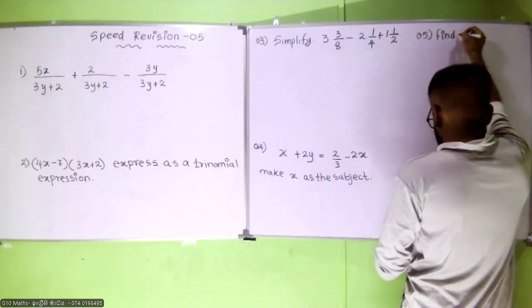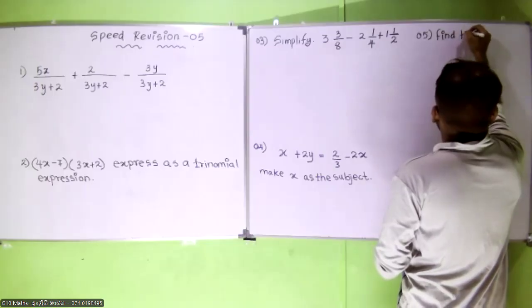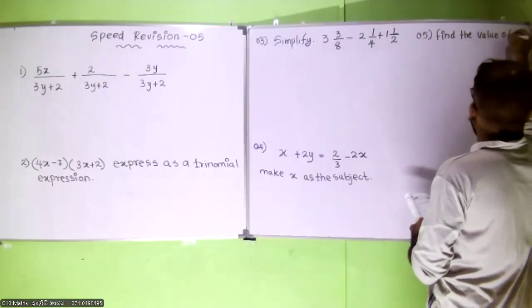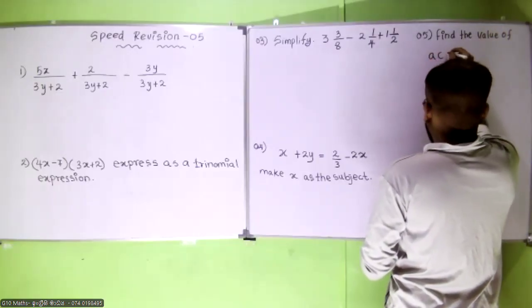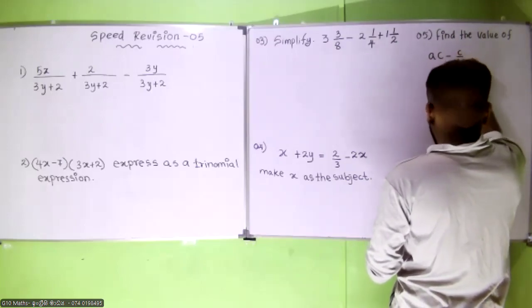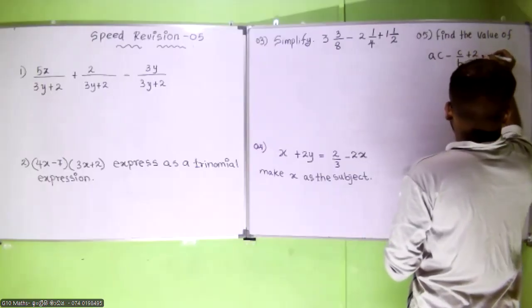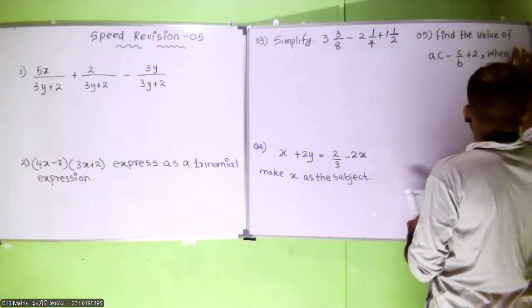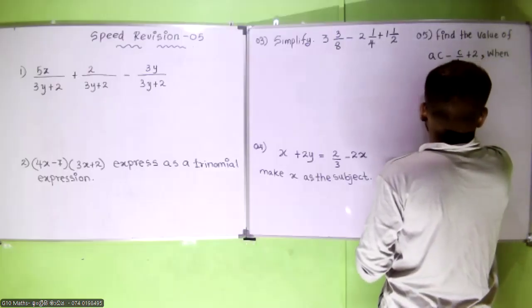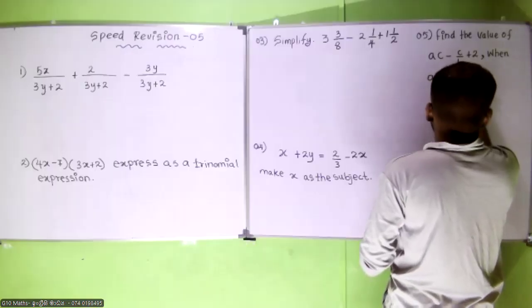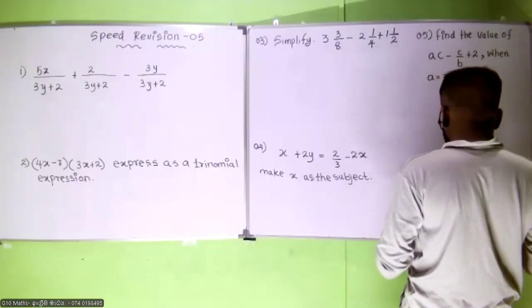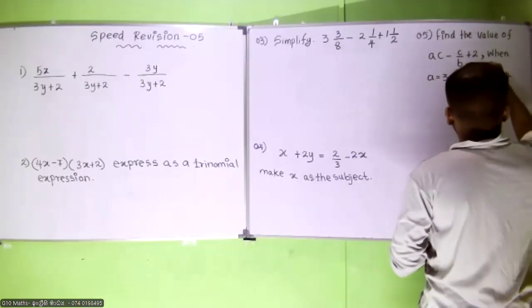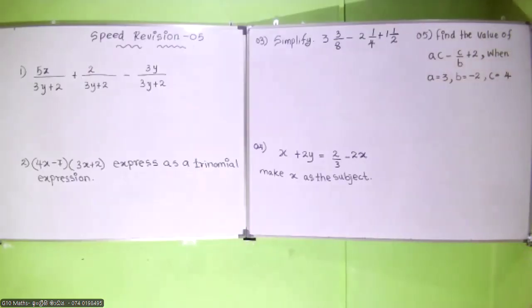Find the value of AC minus C divided by B plus 2 when A equals 3, B equals minus 2, C equals 4. Right. Do this fast.